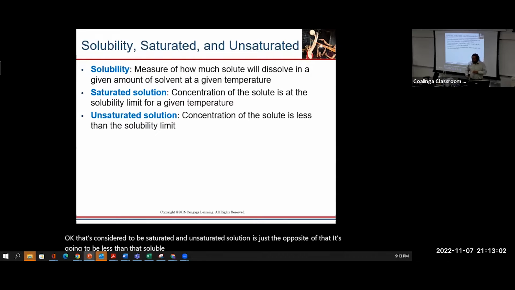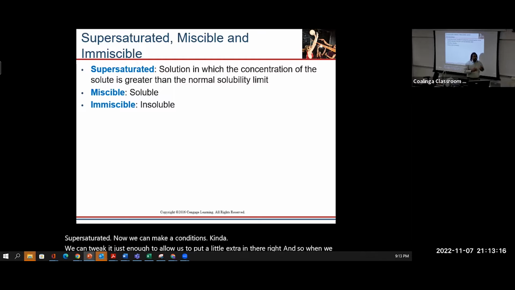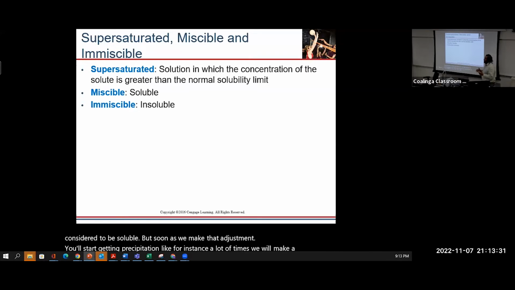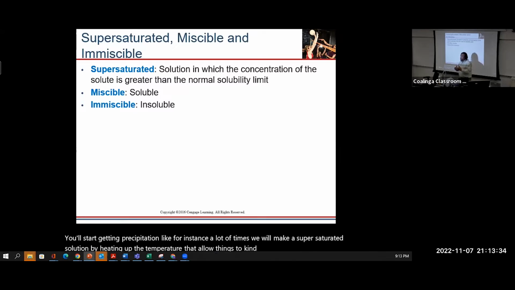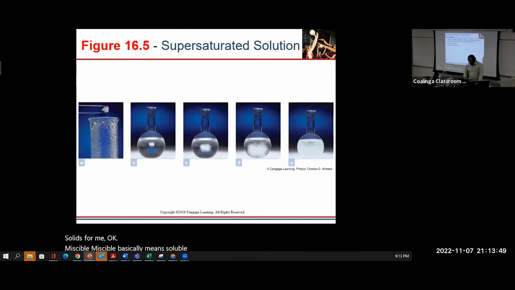Okay. Supersaturated. We can tweak the conditions just enough to allow us to put a little extra in. It's past that normal limit that we see, but it's still considered to be soluble. But as soon as we make that adjustment, you'll start getting precipitation. For instance, a lot of times we will make a supersaturated solution by heating up the temperature. That allows things to go in a little bit more than what it should. And then as soon as you cool it down, you start seeing it fall out of solution. You start seeing precipitation. Solids. Okay. Miscible basically means soluble. Immiscible means insoluble.